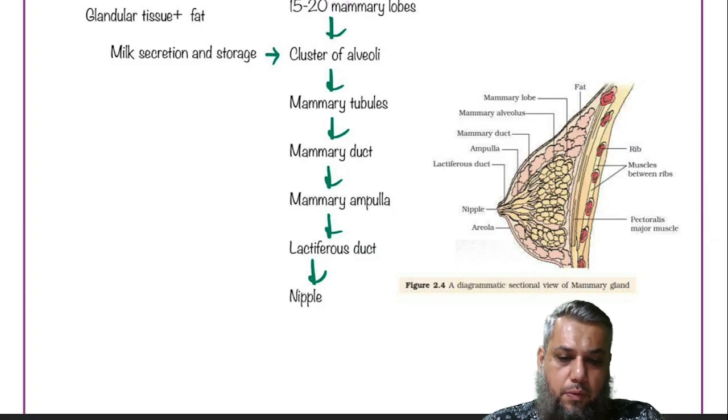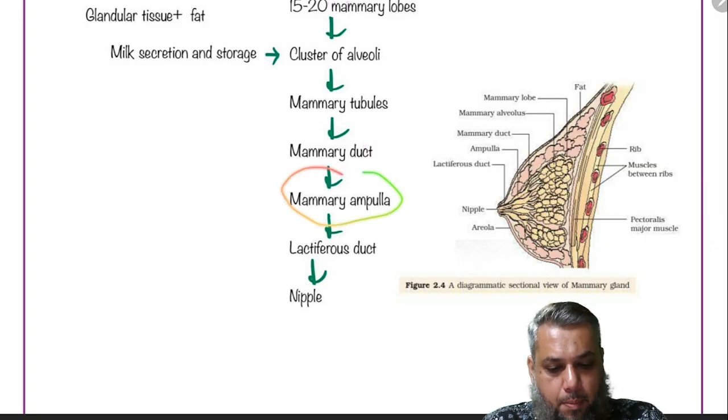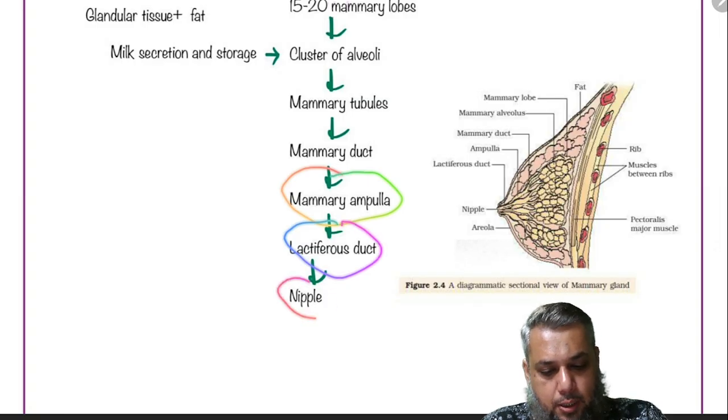So there are about 15 to 20 mammary lobes which are made up of clusters of alveoli, and each alveolus will have its own smaller tubules. So from a mammary lobe will come out the mammary tubules which will join to form the mammary duct. The mammary duct will open into the mammary ampulla, which will open into the lactiferous duct, which will open at the nipple.